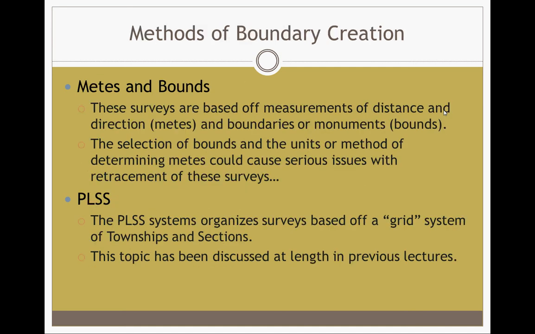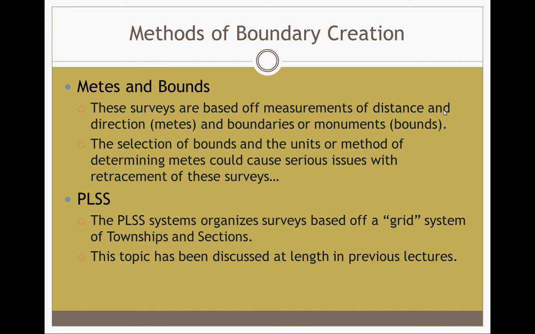So we're going to talk about two methods of boundary creation and the combination of their use. Methods of boundary creation. Metes and bounds means measuring distance and defining a monument of some kind or a boundary. These surveys are based off those measurements and boundaries. The selection of bounds and the units of method determining metes could cause serious issues with the retracement of these surveys, and we'll talk about that in just a minute.